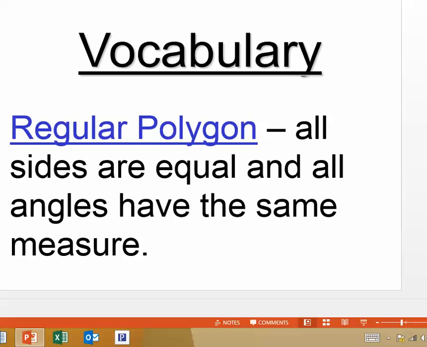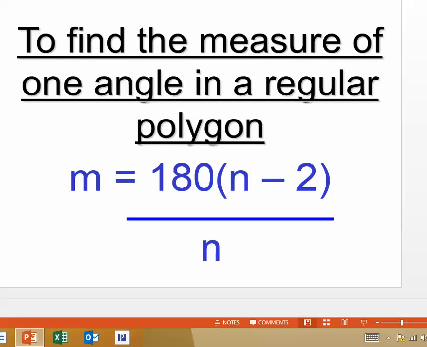More vocabulary. A regular polygon has all sides equal and all angles with the same measure. To find the measure of one angle on a regular polygon, we use this formula. You'll recognize the very top is to find the total number. It's 180 times n minus 2, and then we divide by n. Remember, n is the number of sides.